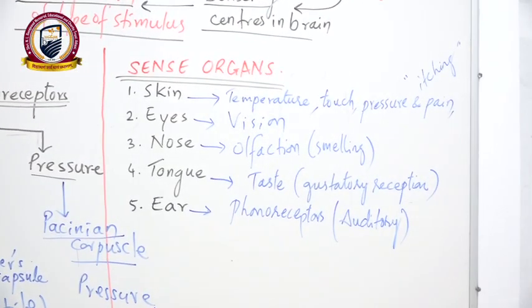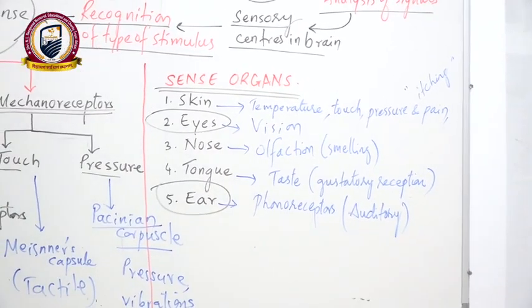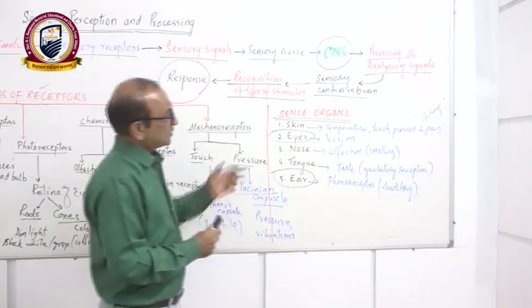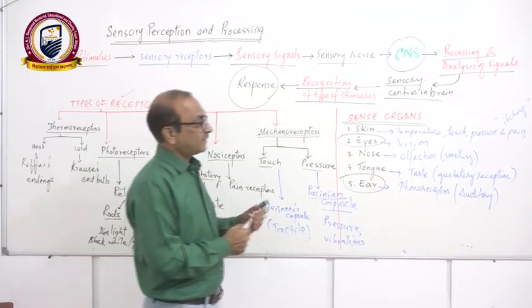For your study, eye and ear have been included in the NCERT syllabus. So we will take up now these 2 sense organs in detail. First we will start with the eyes.